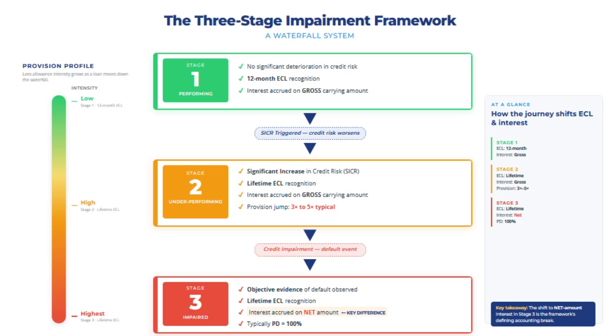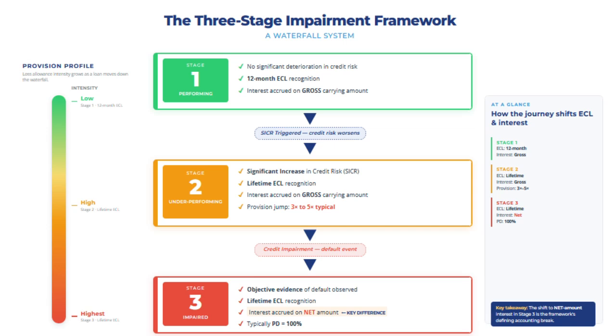Here, the trigger is the significant increase in credit risk, the SICR. And this is where it gets critical. When credit risk worsens materially, you cross into stage 2. And this isn't just subjective. There are objective criteria as well. A borrower's credit score drops, payment behavior deteriorates, or market signals worsen. And the moment the SICR is triggered, everything changes.